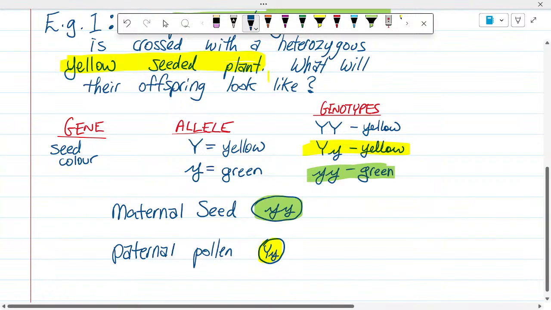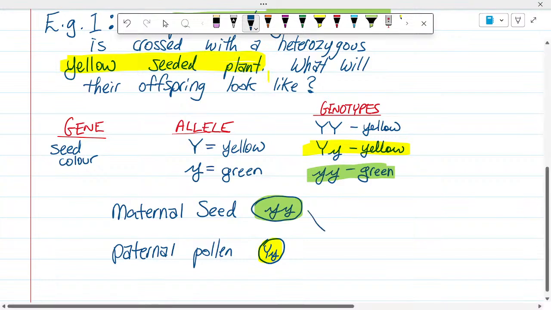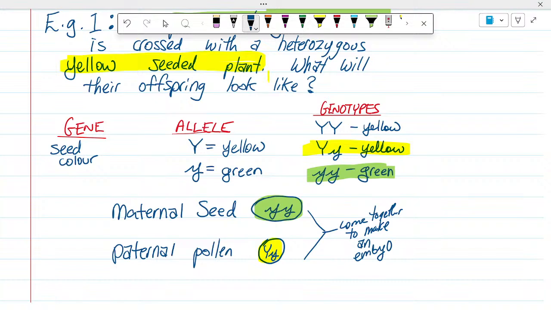So when these come together, what can happen? Well, they're gonna make the cells of a new plant, right? They come together to make an embryo, right? But when they come together to make an embryo, are all 4 copies going to end up in the new organism? No, it doesn't make sense, right?